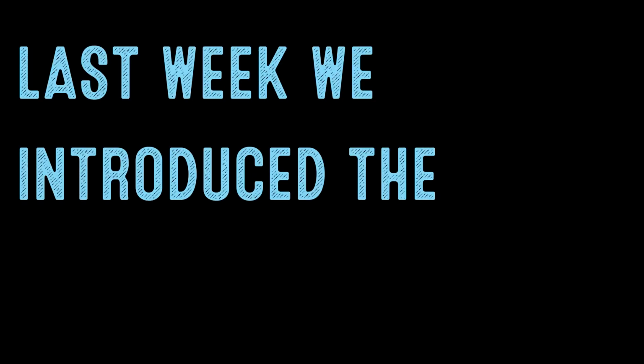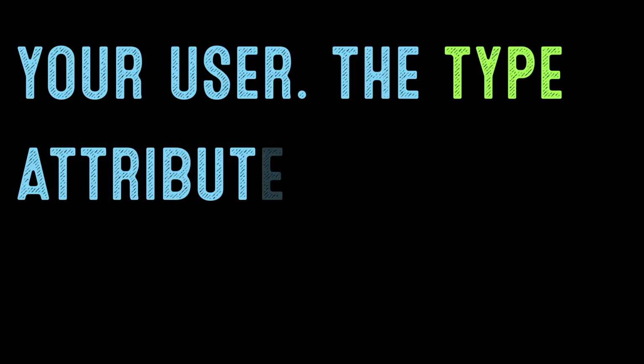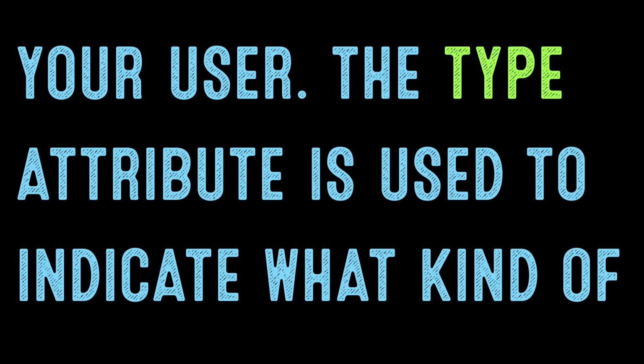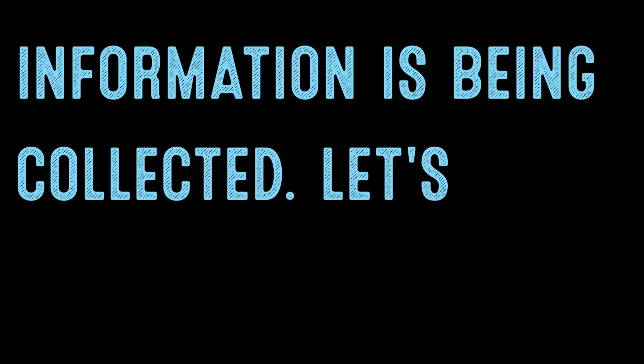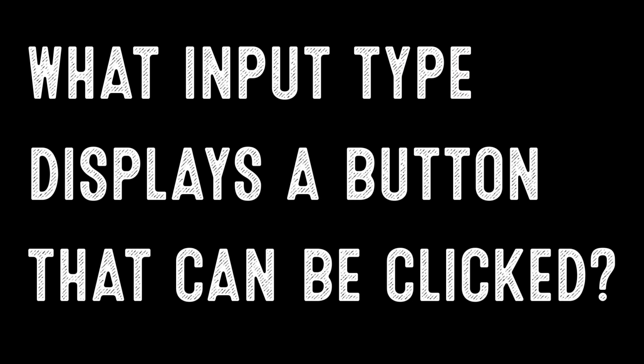The Weekly Code Quiz. Last week, we introduced the input element. The input element is used to collect information from your user. The type attribute is used to indicate what kind of information is being collected. Let's review examples. What input type displays a button that can be clicked?